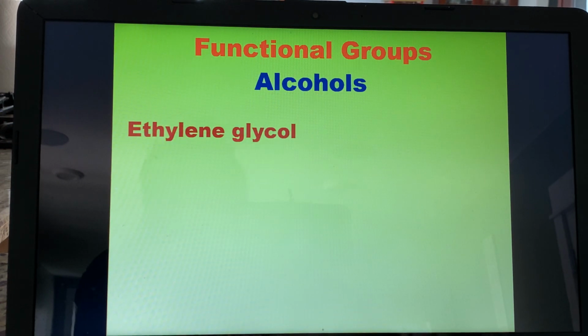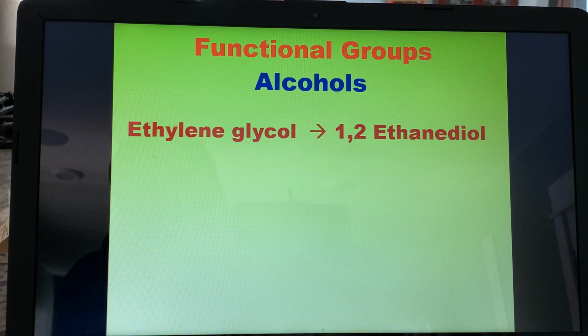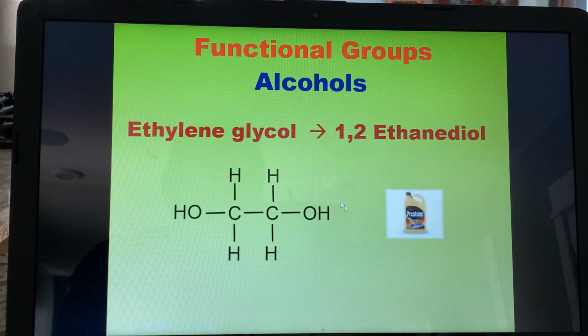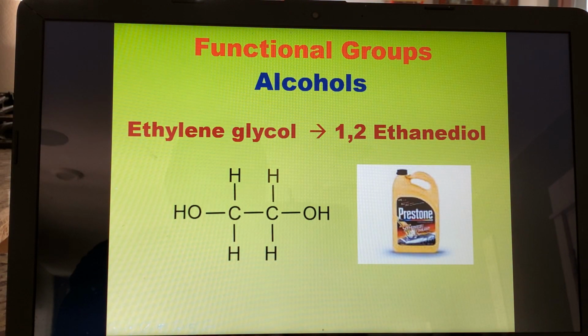Ethylene glycol. I have a pretty good story for this, but we're not going to go into it. Ethane diol. So it's ethane with 2 OHs on it, so it looks like this. This is the stuff found in antifreeze. Antifreeze is actually an alcohol. I wouldn't drink it. It kills people.